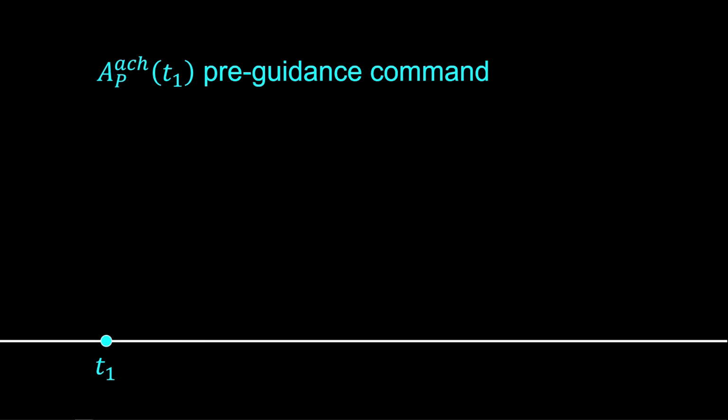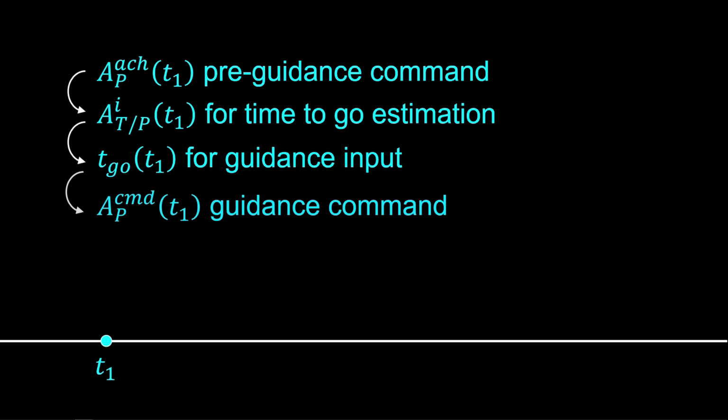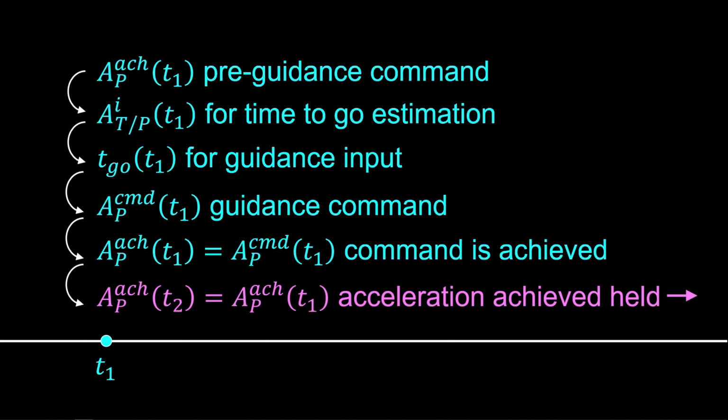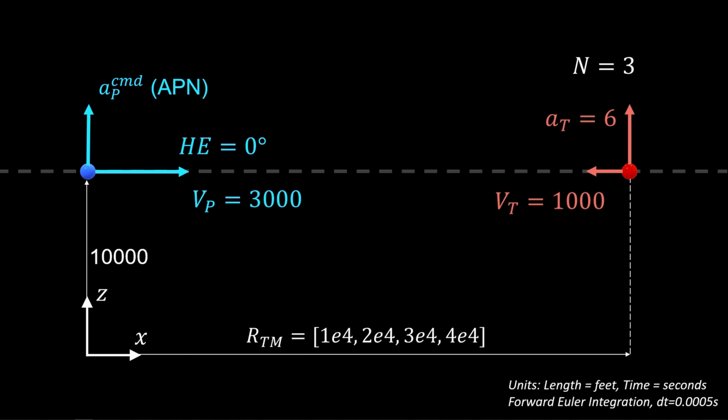Present pursuer acceleration before the guidance command, known from the previous time step. Relative acceleration computed. Time to go estimated. Acceleration command calculated. Present acceleration instantaneously achieves acceleration command. And the achieved acceleration is used to start the next time step. We'll now simulate the homing loop using the zero effort miss form of APN, where time to go estimate is fed back and used to calculate zero effort miss normal to the line of sight. Each method will be tested in a head-on scenario where the target pulls a hard 6G turn.